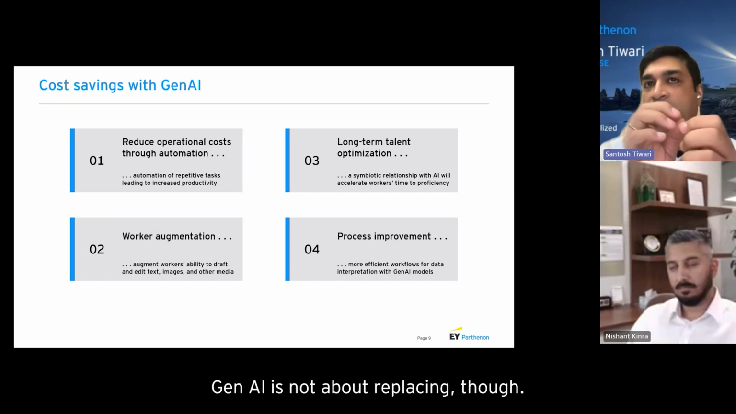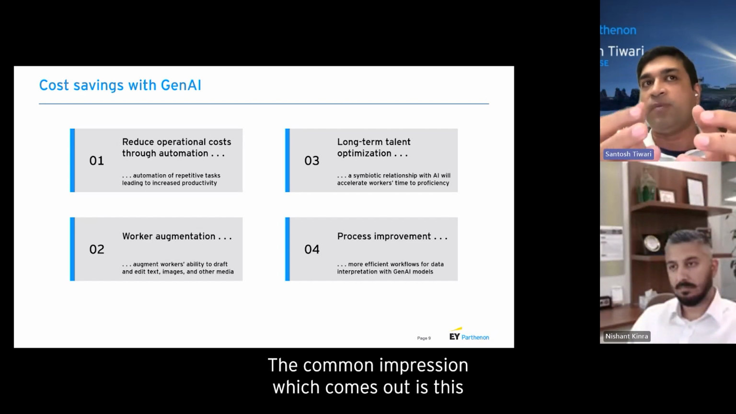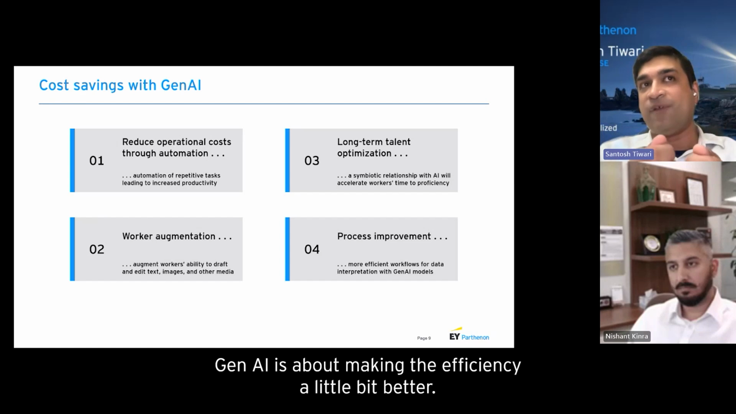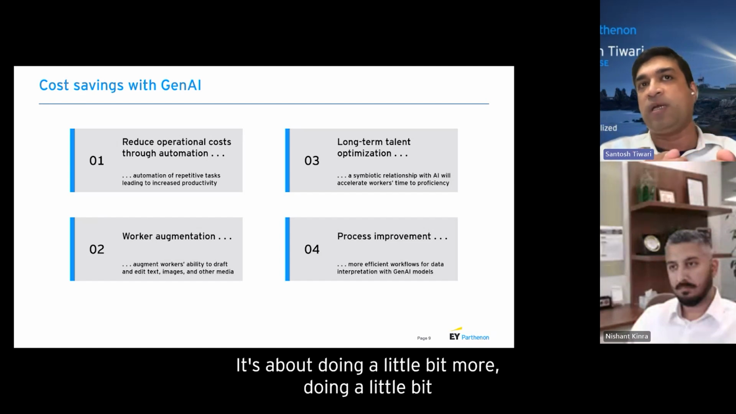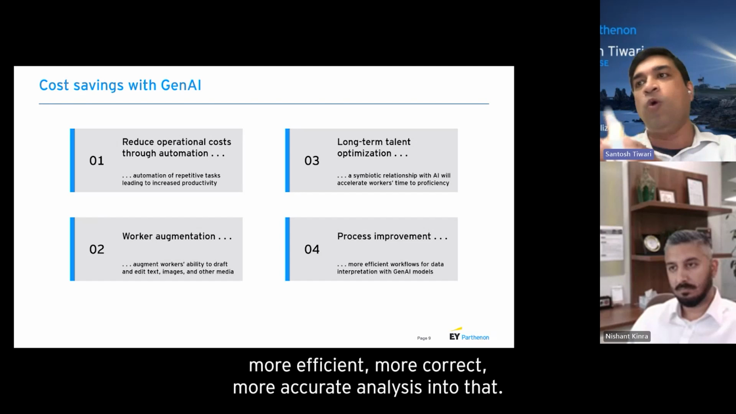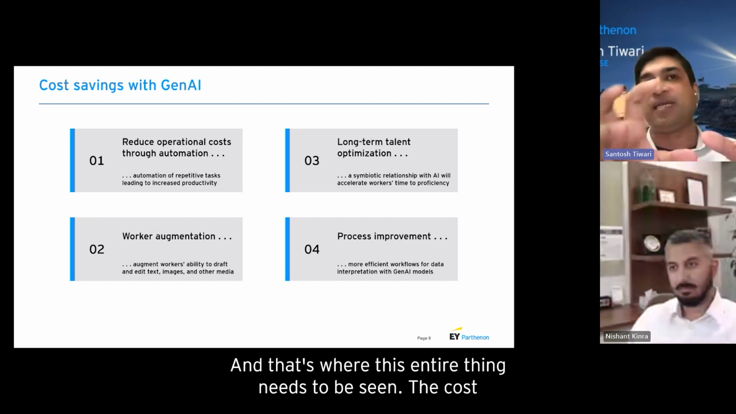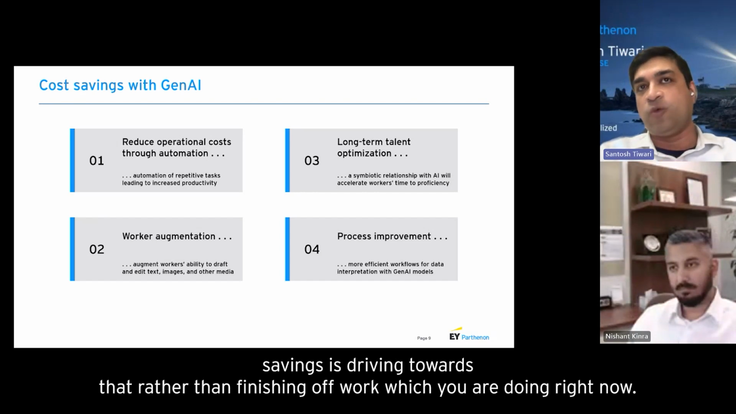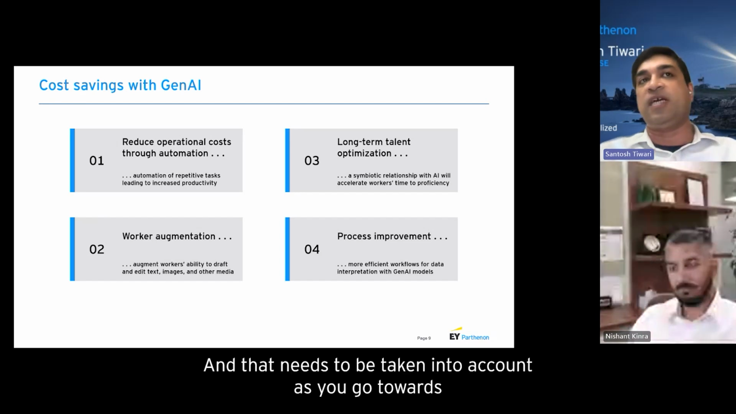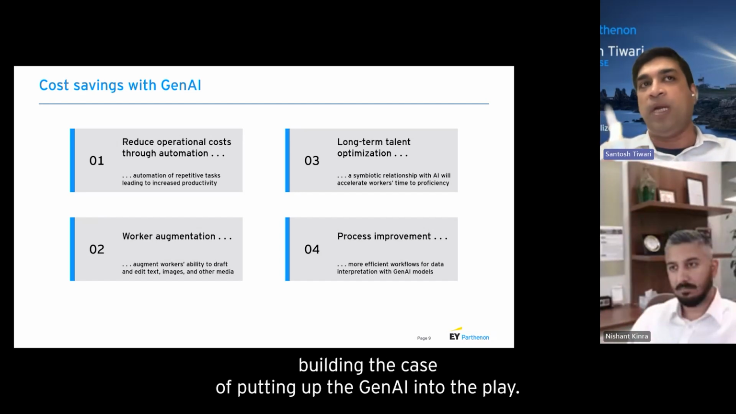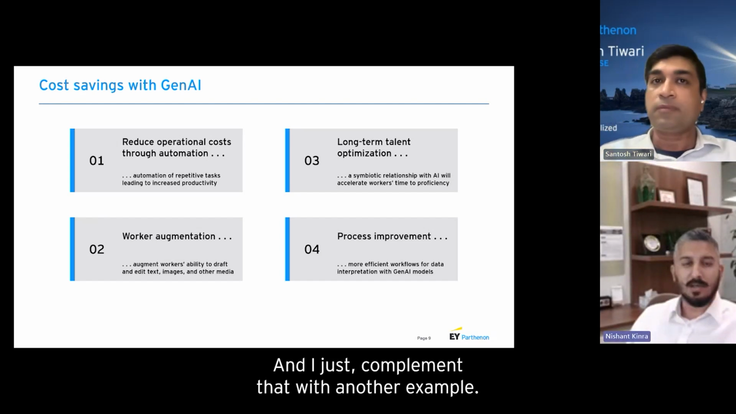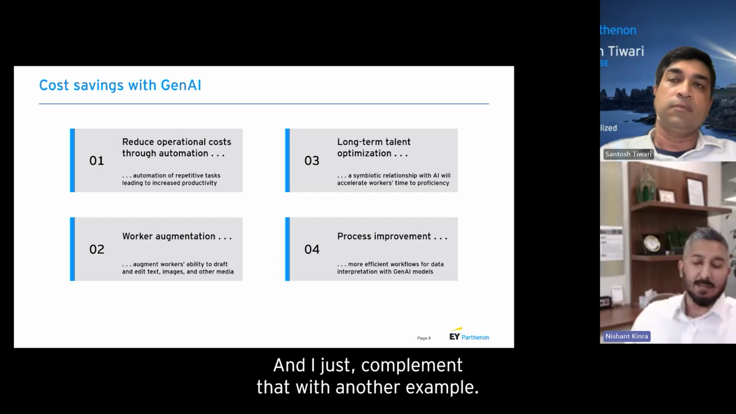Gen AI is not about replacing, though the common impression which comes out is this. Gen AI is about making the efficiency a little bit better. It's about doing a little bit more, more efficient, more correct, more accurate analysis. And that's where this entire thing needs to be seen. The cost savings are driven towards that rather than finishing off the work which you're doing right now. And that needs to be taken into account as you go towards building the case of putting Gen AI into play. And I'll just complement that with another example.